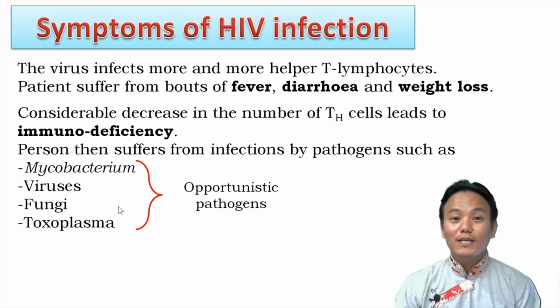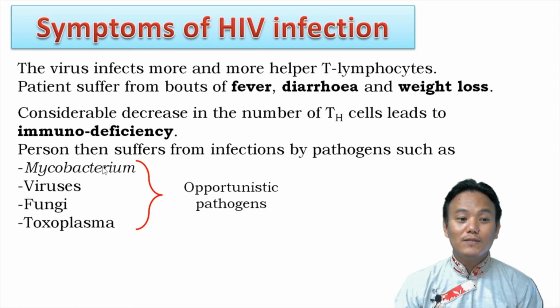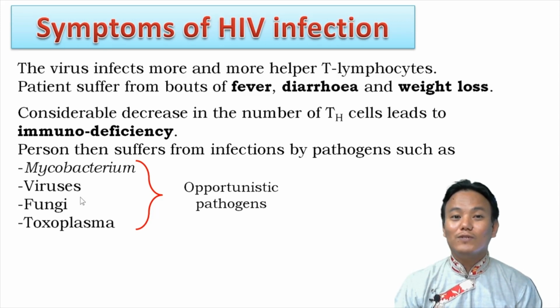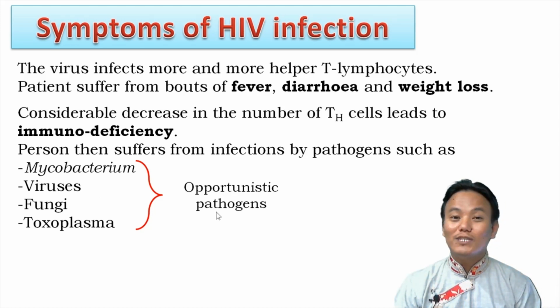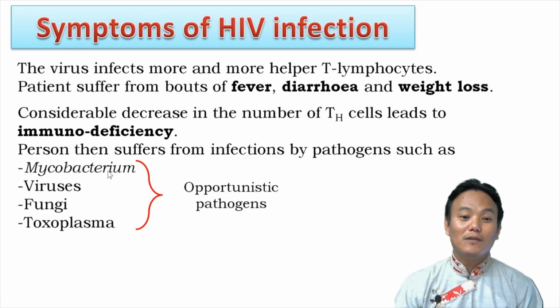viruses, fungi, toxoplasma, etc. These pathogens are said to be opportunistic pathogens because in a healthy person with a healthy immune system, they cannot cause diseases. The healthy immune system can easily take care of these pathogens. But in a person suffering from HIV AIDS, whose immune system is weakened, these pathogens can start causing complications or diseases. Therefore, these pathogens are called opportunistic pathogens. So in an HIV patient whose immune system is now weakened, these pathogens will start causing diseases, so the person suffers from infections by these pathogens.